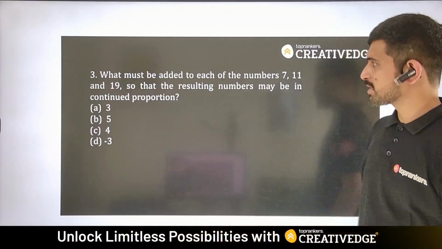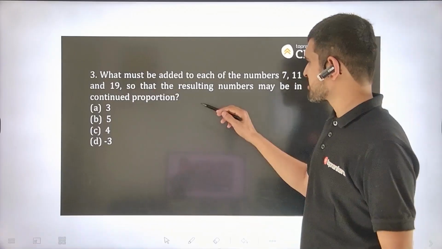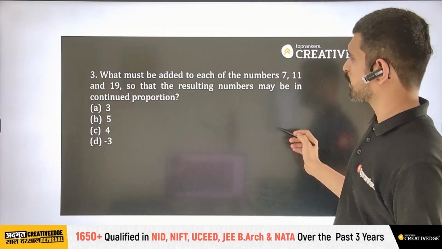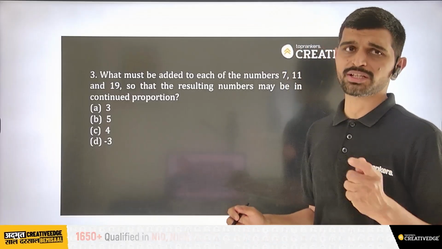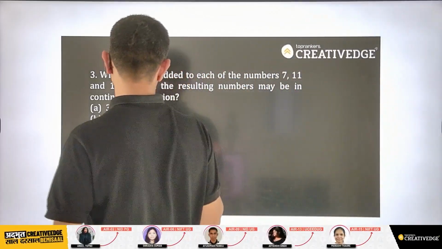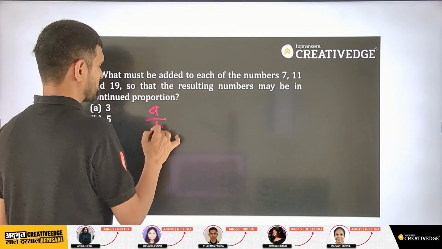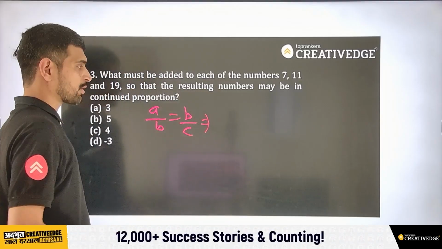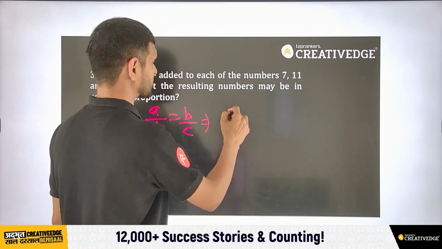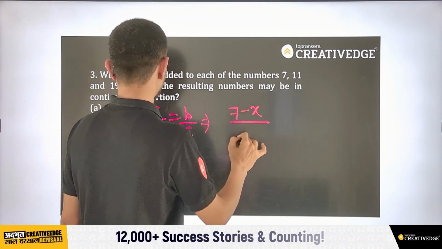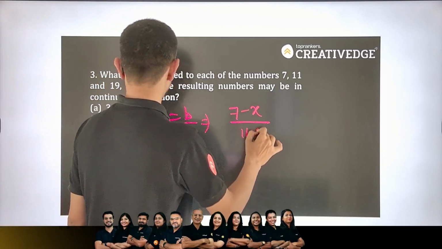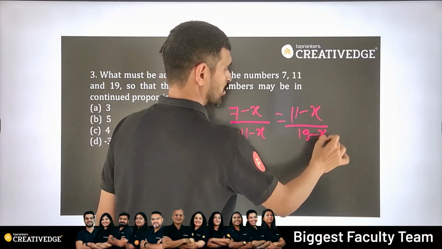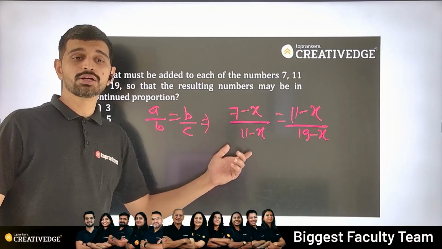One last question in this sequence. What must be added to each of the numbers so that the resulting numbers may be in continued proportion? So there is a concept called continued proportion. A upon B is equal to B upon C. Then this is called continued proportion. So I need to subtract something. So that is 7 minus x upon 11 minus x is equal to 11 minus x upon 19 minus x. So that will be the continued proportion.